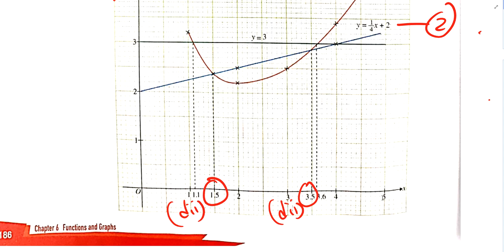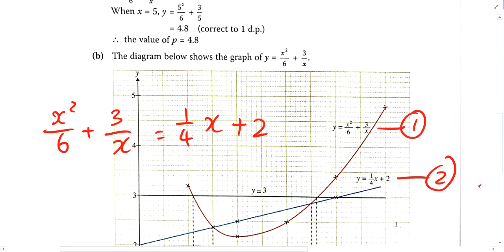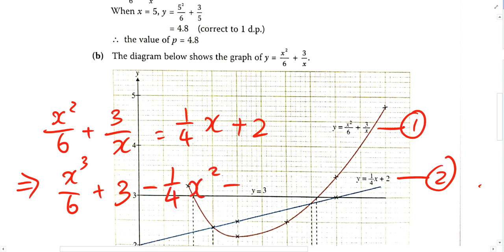Intersection points means we are trying to solve simultaneous equations. And the two simultaneous equations are over here, 1 and 2. So we put them together. Is this a linear, quadratic or cubic equation? Cubic, we just talked about it, right? Because we're going to multiply the x over here. Now, I'm going to multiply the x and we shall see what kind of cubic equation we get. So x cubed over 6 plus 3 minus 1 over 4 x squared minus 2x equals 0. Agree? Okay? Now, this is cubic.